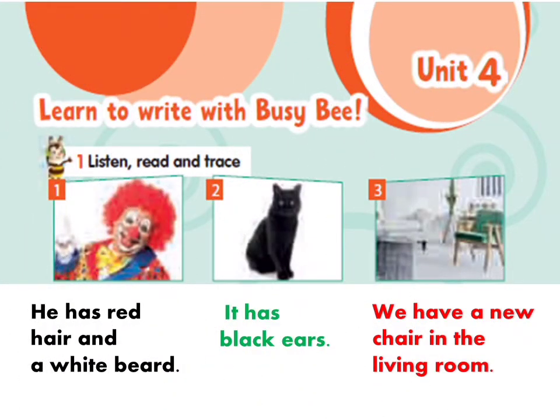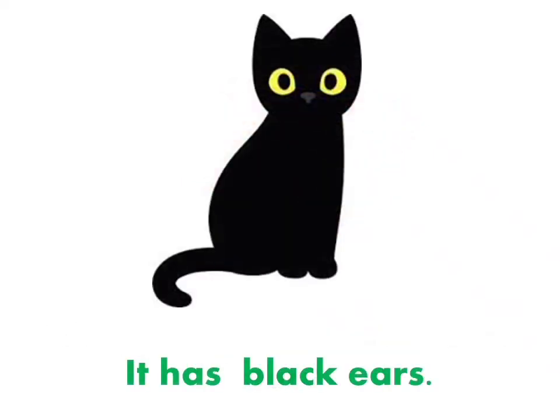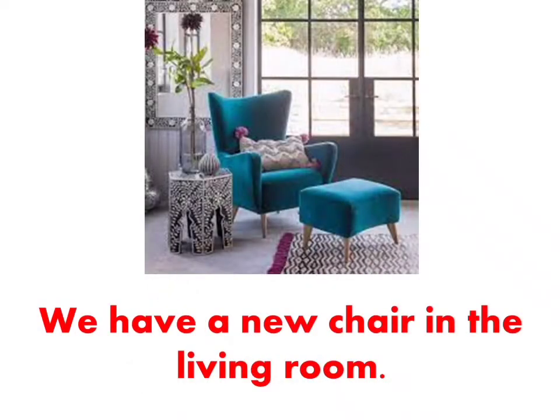Unit 4, page 65, exercise 1. Listen and write. 1. He has red hair and a white beard. 2. It has black ears. 3. We have a new chair in the living room.